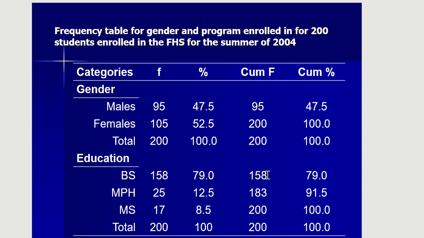Then the cumulative frequency, you start with 158, which is exactly the same number here. For the second row, you add up the 25, so that will get you to 183. And then you add up the 17, and that will get you to 200. For cumulative percentage, you start with 79. You add the 12.5, you get 91.5, and then you add the 8.5, you get 100 as a cumulative percentage.